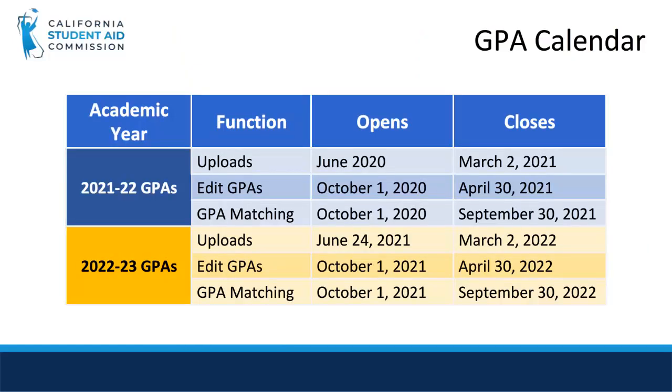Here is the GPA calendar. The Commission is always working in 2 academic years, and each function associated with GPAs has its own timeline. It can be confusing. At this point, for the 22-23 academic year, which is the year current high school seniors will be entering college, GPAs can be uploaded until March 2nd, 2022. Then, from October 1st to April 30th, GPA demographic information can be edited and matching can continue until September 30th, 2022. For this upcoming academic year, 2021-2022, GPA matching can continue until September 30th, 2021.